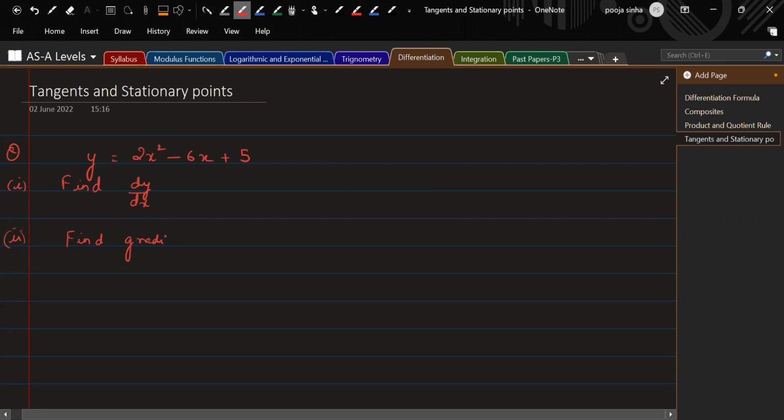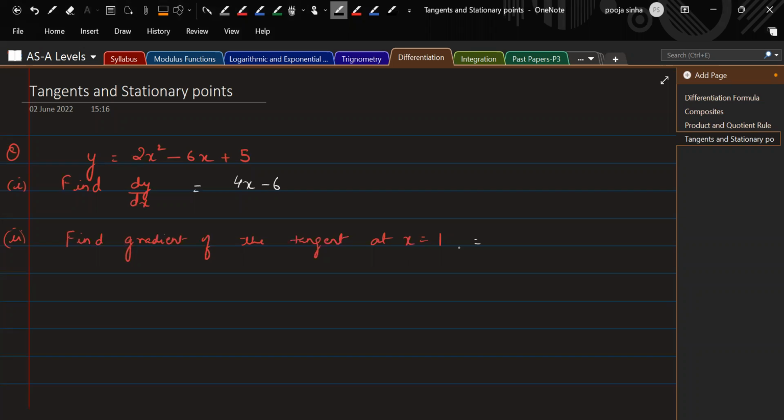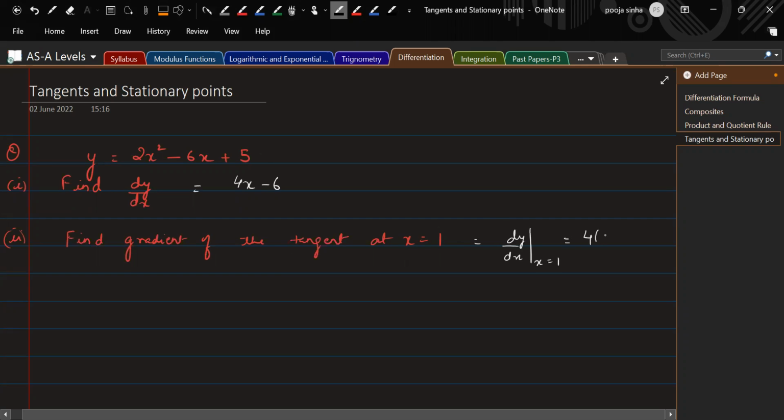Find gradient of the tangent at x is equal to 1, suppose. I'll just keep writing the answers also. For this one, you said it is 4x minus 6, right? Yeah. For this one, ये कैसे निकालेंगे? So we'll put the x value and then it will be minus. And ये x value, where will we put? 1 will put for x. In the equation we'll put or in dy by dx we'll put? Dy by dx. So dy by dx at x equals to 1 is 4 into 1 minus 6, which is minus 2. So this is the gradient at x equals to 1, correct?